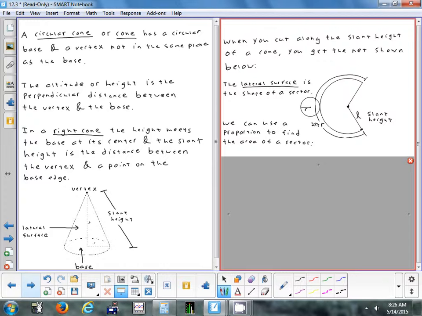So this shape that we have here is called a sector. When you take trig, you talk more about that. A sector is basically any part of a circle. You've got the two edges that are straight, and you've got this curved edge. So a sector is a part of a circle.